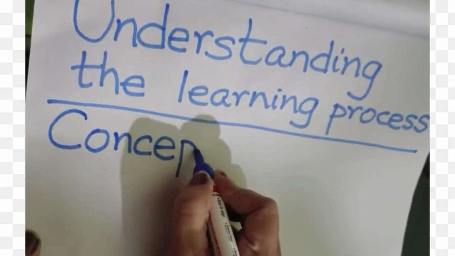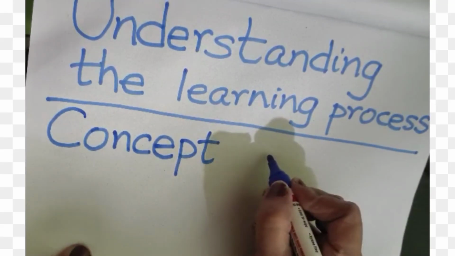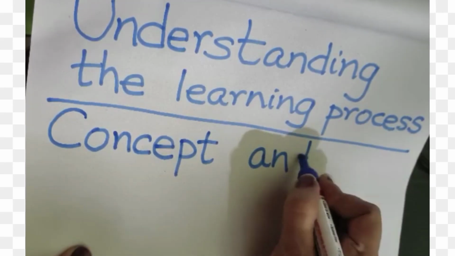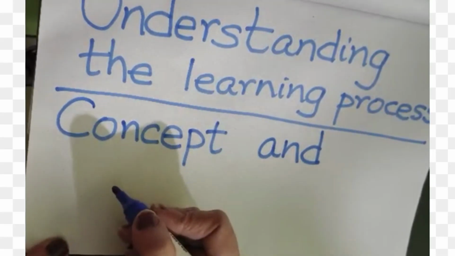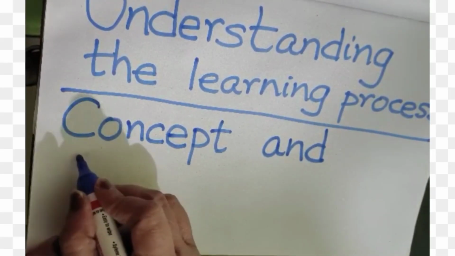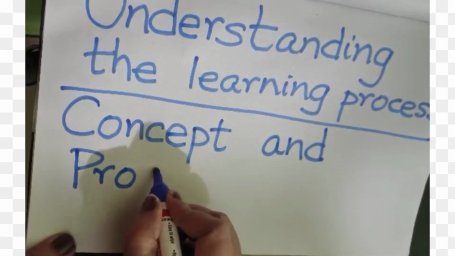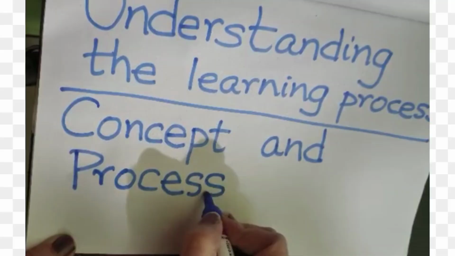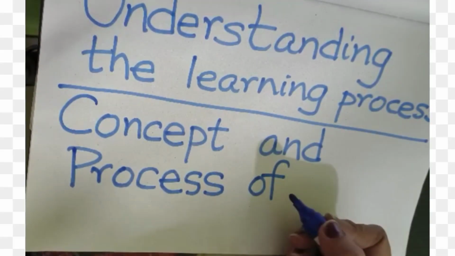Concept and process of learning. Learning is the process of being modified more or less permanently by what happens in the world around us, by what we do, or by what we observe. Learning is the process by which behavior is originated or changed through training procedure, whether in the natural environment or in the laboratory.